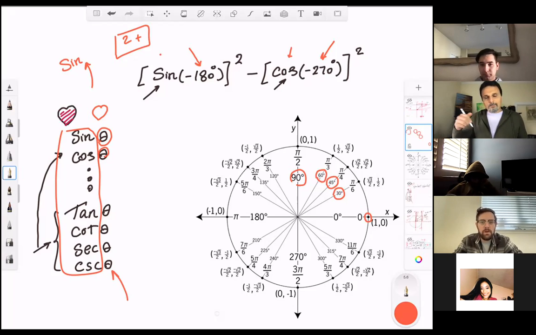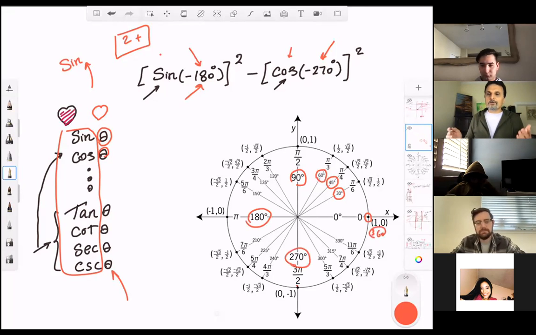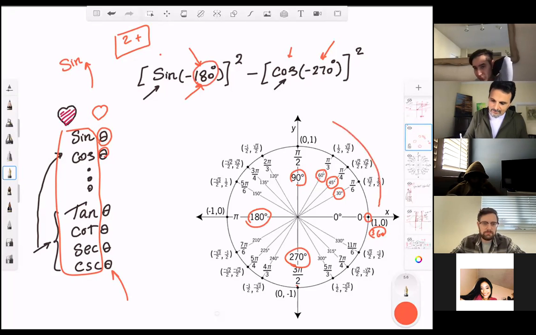If the angle is 0, 30, 45, 60, or 90, we are super happy. Also, if it's 180, 270, and 360, again, those are simple coordinates. And this happens to be 180 degrees, which is great.